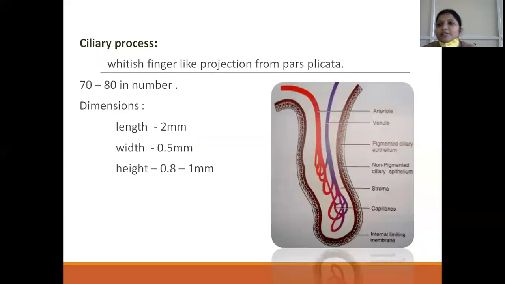So next, coming to the ciliary process. As I have already mentioned, these are finger-like projections arising from the pars plicata part of the ciliary body. They are about 70 to 80 in number, 2 mm in length and 0.5 mm in width, with a height of 0.8 to 1 mm. Here you can see the ciliary process. The main central core is formed by arteries as well as veins and it is surrounded by epithelium.